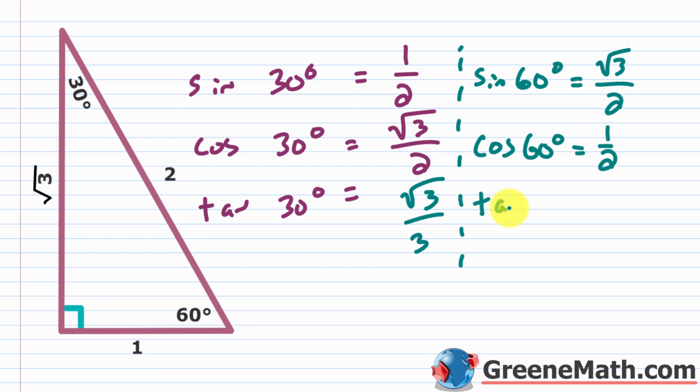Then for my tangent of 60 degrees, this is going to be equal to what? Well, again, I would just think about my opposite, which is square root of 3, over my adjacent, which is 1. So square root of 3 over 1 is just going to be the square root of 3.